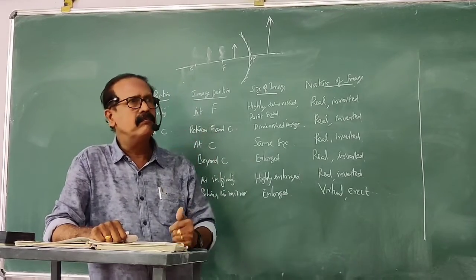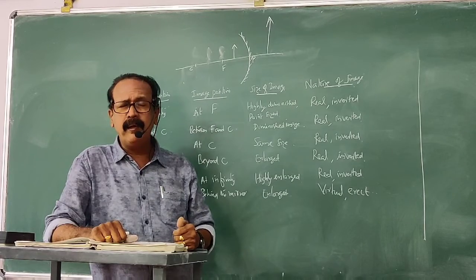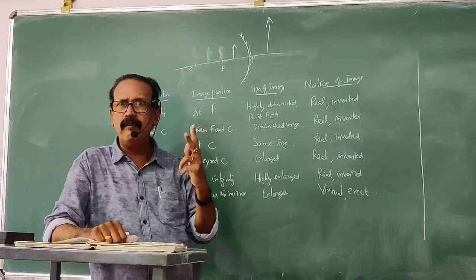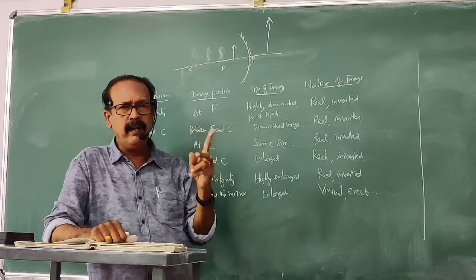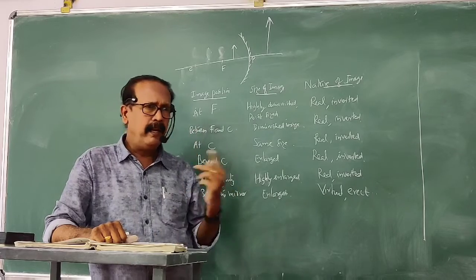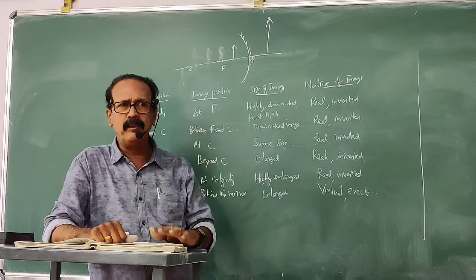What we learned is reflection. When light gets reflected from a plane mirror, it obeys two laws, which we call the laws of reflection. One, the incident ray, the reflected ray, and the normal lie in the same plane. Two, the angle of incidence is equal to the angle of reflection.